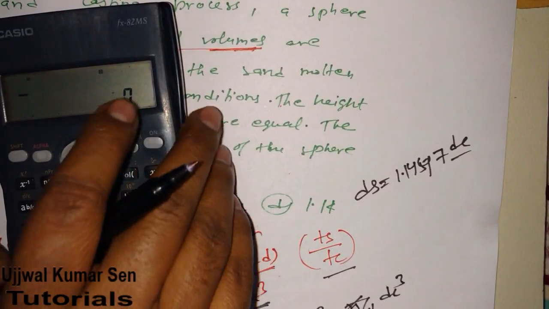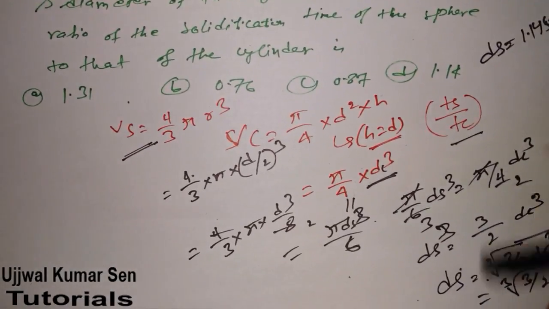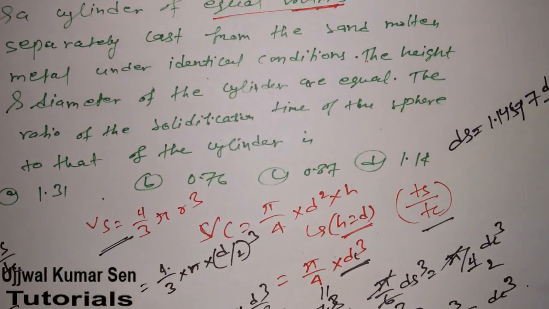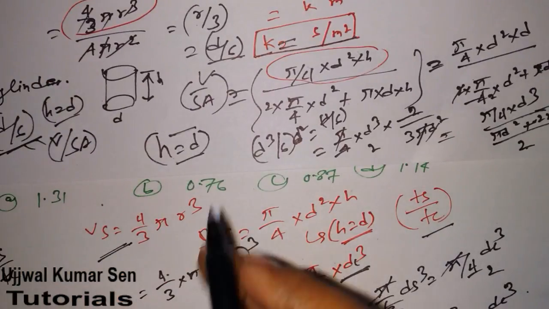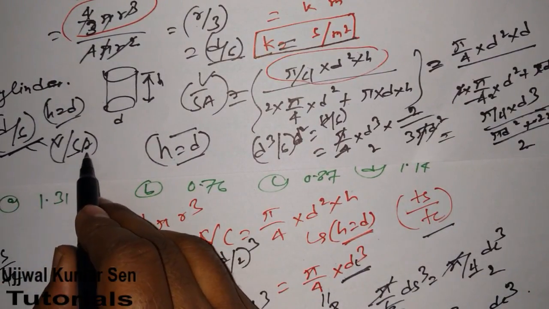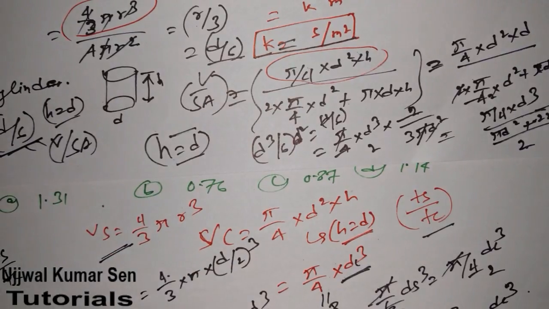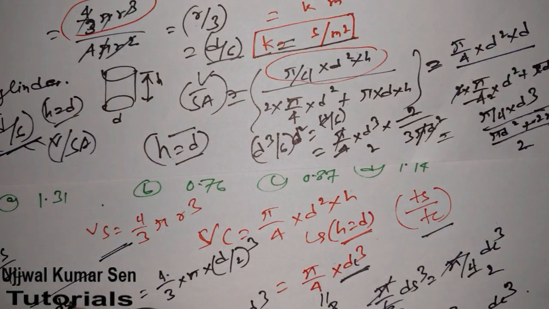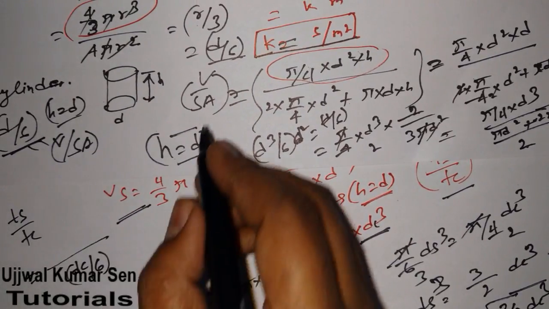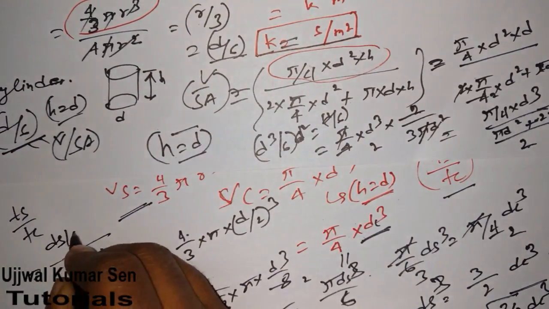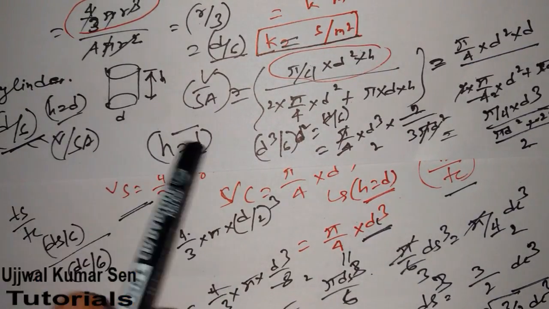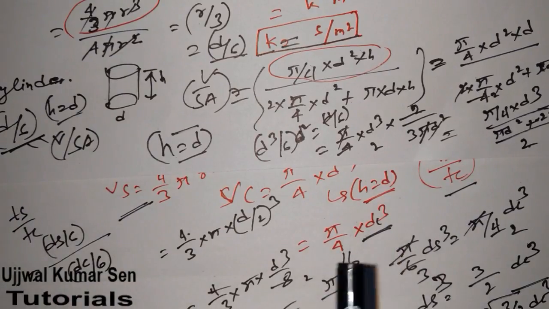Now what we have to do is find Ts by Tc. I have already shared the relation with you. What will happen in case of a cylinder? If H is equal to D, then the volume by surface area ratio is equal to D by 6. So in case of a cylinder, dc by 6. Now in case of a sphere, D by 6, so ds by 6. Got it? Now you can understand how what I shared with you earlier is useful right now.